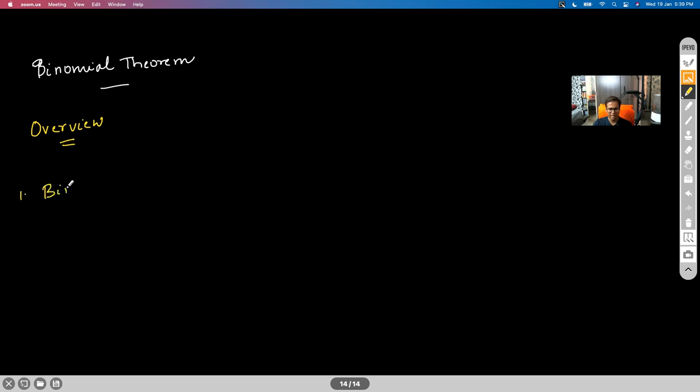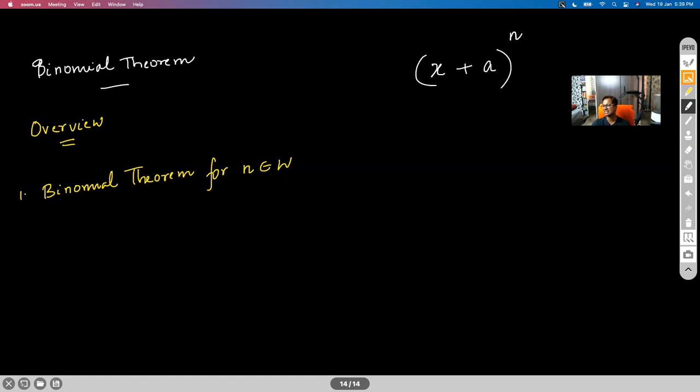So first, we're going to talk about binomial theorem applied to whole number index. Okay, now what's the binomial expression? Most of you are already aware of it. So binomial expression is where you have an algebraic expression containing two dissimilar terms raised to an index or an exponent. Okay. So what's the binomial term? Binomial term is nothing but an algebraic expression having two dissimilar terms raised to some exponent. This is called the exponent, or it is also called the index.